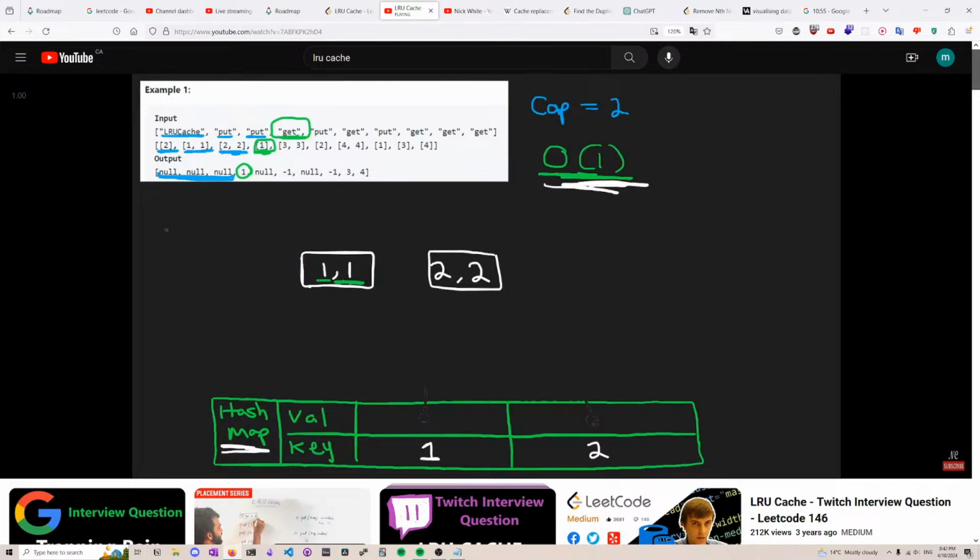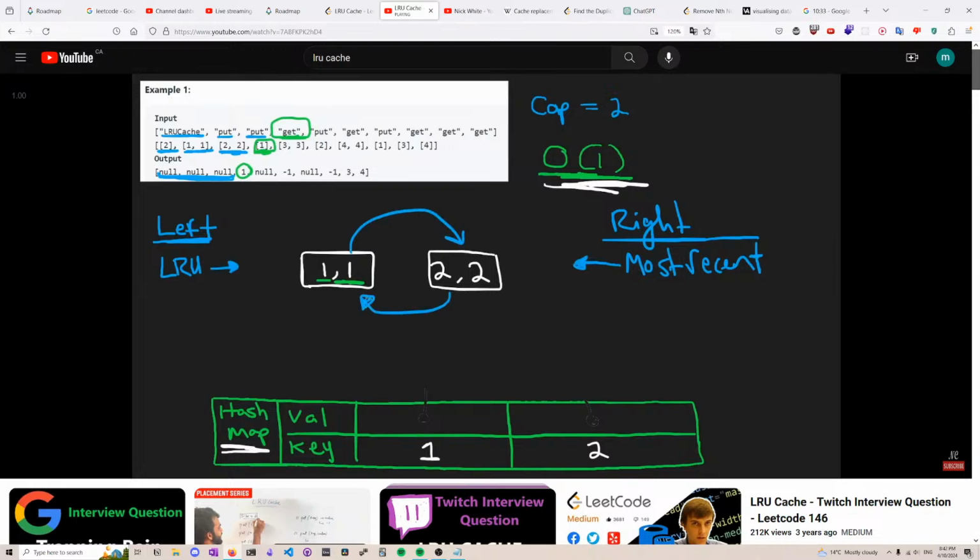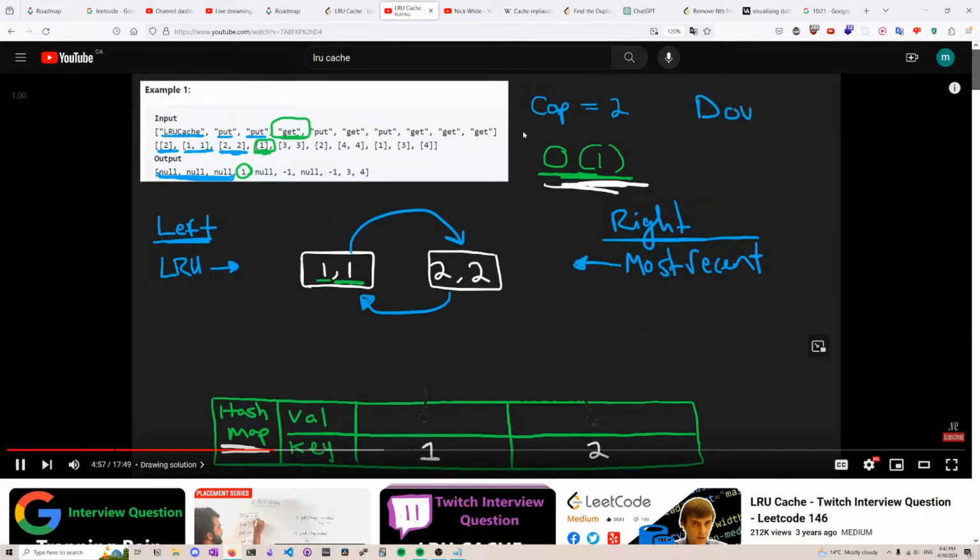So I'm going to keep track of the most recent and least recent by having a left and right pointers, right? So this left side is going to be the least recently used, and the right over here is going to be the most recent. So therefore, we're basically going to be swapping these two nodes, right? And so this portion of the problem is starting to keep the ordering of these. It looks like we're going to need a linked list. And not only a linked list, but a double linked list.